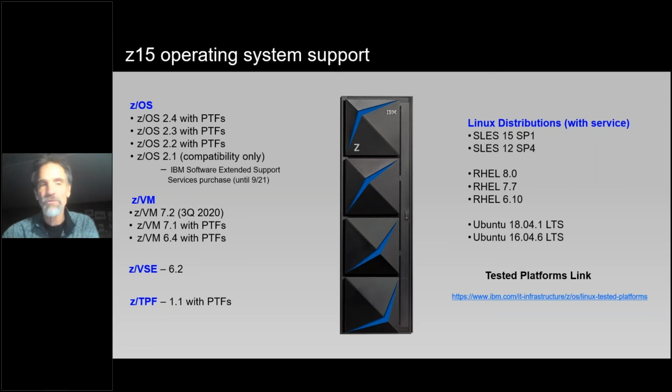z/VM 6.4 and 7.1 is targeted to be available in third quarter this year. That will be available via C62, and you can see the traditional operating systems all laid out on the right. With regard to the Linux distributions, they're listed over to the right. The only thing I didn't list here would be the KVM support, but there's a link down at the bottom for the tested platforms. If you go there, it will have all that information for you.